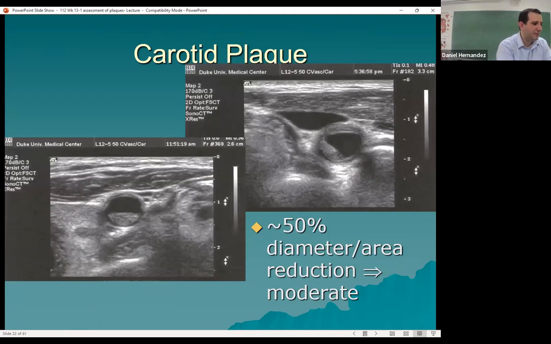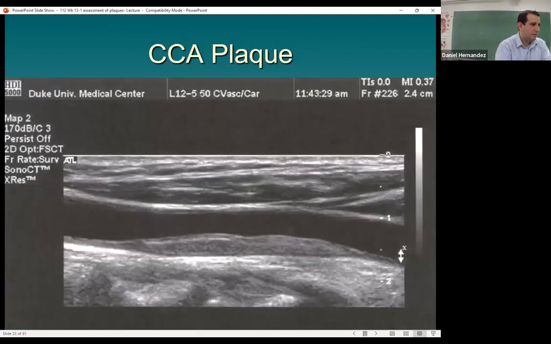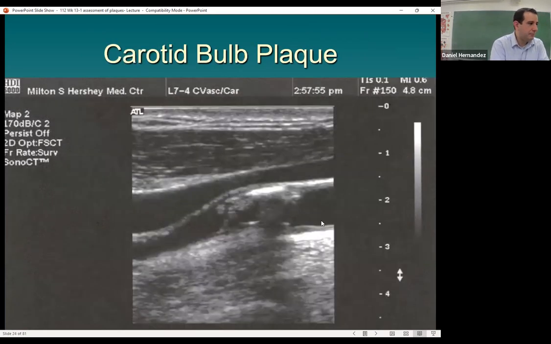Some more images for carotid plaque. This would be a nice smooth homogeneous plaque, so we have nice even echo textures throughout the plaque, but it's a fairly long segment of plaque, so the extent of that plaque is pretty long. This looks like the patient's CCA, or it is the patient's CCA. So now this is getting into the carotid bulb.